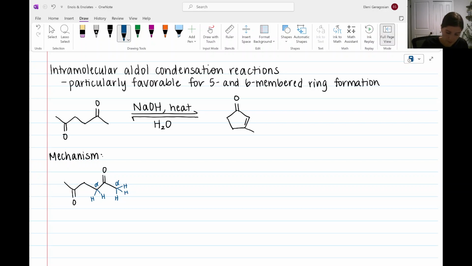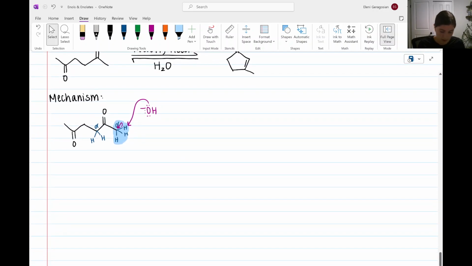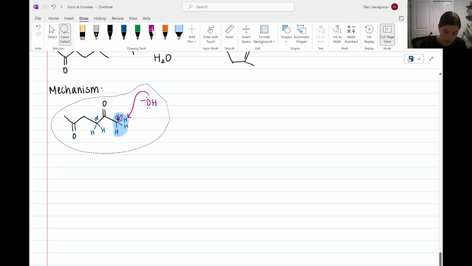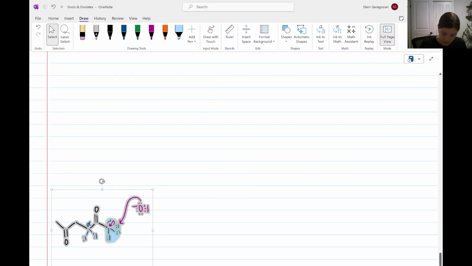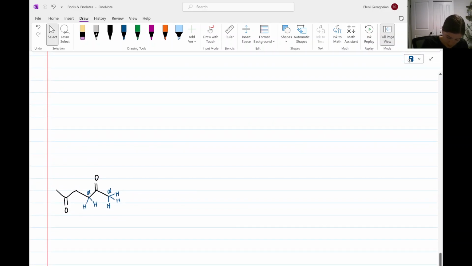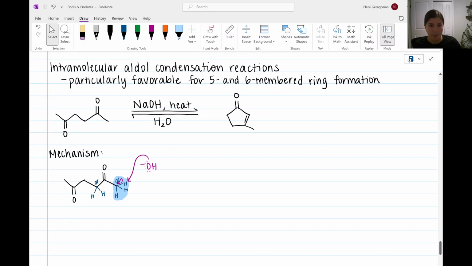First, we'll show deprotonation at this alpha carbon here. We'll do all of that in this purple color. So we have our hydroxide take an alpha hydrogen, and we form the enolate. So we have a negative carbon there. Our other option that we'll work through later, so let's copy this, is to remove one of these hydrogens and form an enolate there. We'll come back to this mechanism after we complete this mechanism up here.